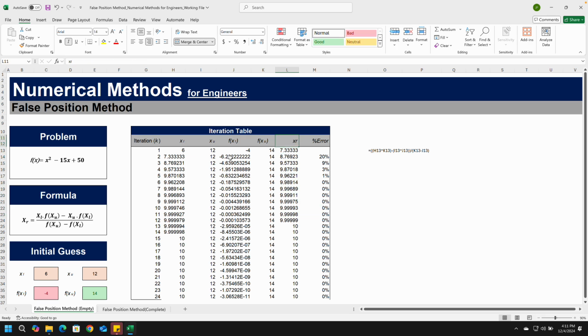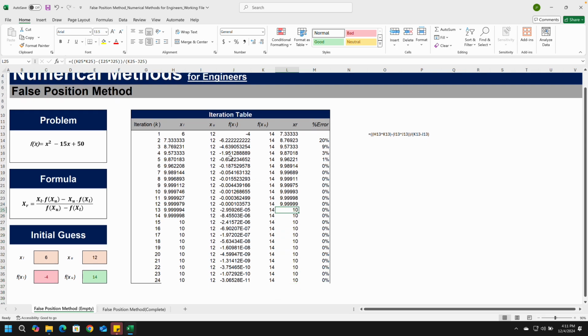So at the start, our first estimation of the root is still a bit jumpy. So it goes from 7.33 to 8.7 to 9 and so on. But eventually it reaches a point where it becomes very constant, right? So 9.999, 9.999, eventually it reaches 10 and 10 remains constant. So this is how we know that we've reached the root of the function. Also, we can look at the percent error. As the percent error gets smaller and smaller, we know that we're getting closer to the root of that function.